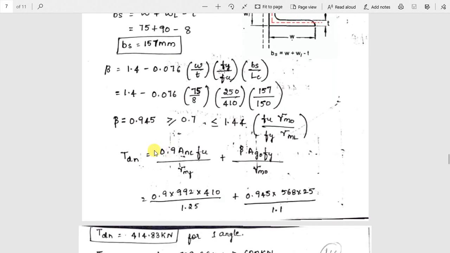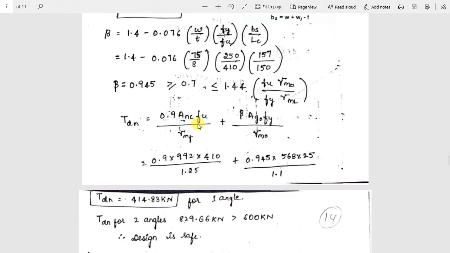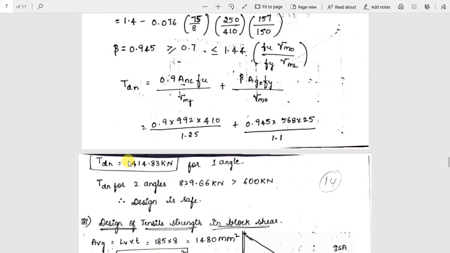So this formula of TDN is only for one angle. Whatever value you get by substituting all the values here for TDN is only for one angle. So we have got 414.83 kilonewton, and that is for one angle. But we are using two angles. In such a case, you have to double this value or multiply it by 2. So TDN for two angles will be 829.66.